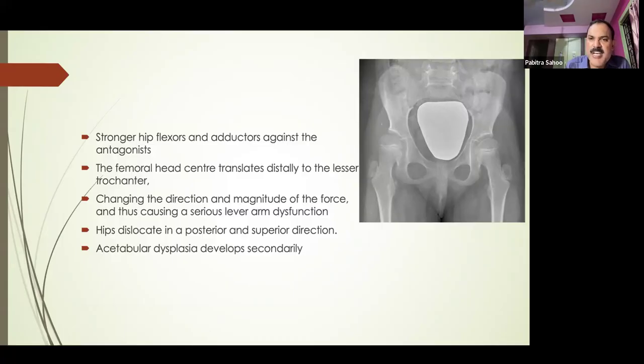But the difference between DDH and CP with subluxation is that in the early stages you will get an adequate roof of the acetabulum in the case of CP, which is not seen in the case of developmental dysplasia of the hip joint.